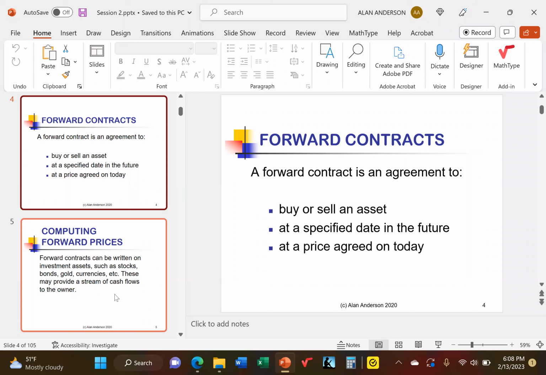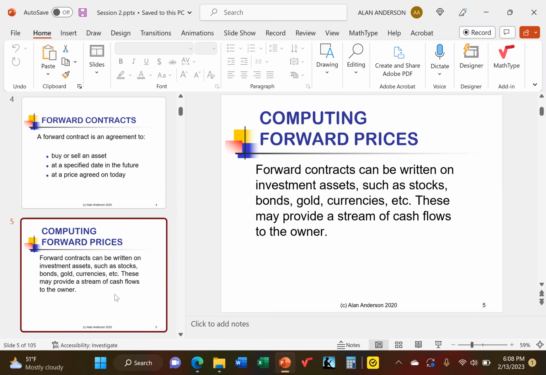But the interesting part is at what price you'll be allowed to buy or sell this asset. That price is known as the forward price. So we need to make a distinction here between what are called spot prices, which are prices for immediate delivery of an asset, and forward prices, which refer to the price at which we will take or make future deliveries.